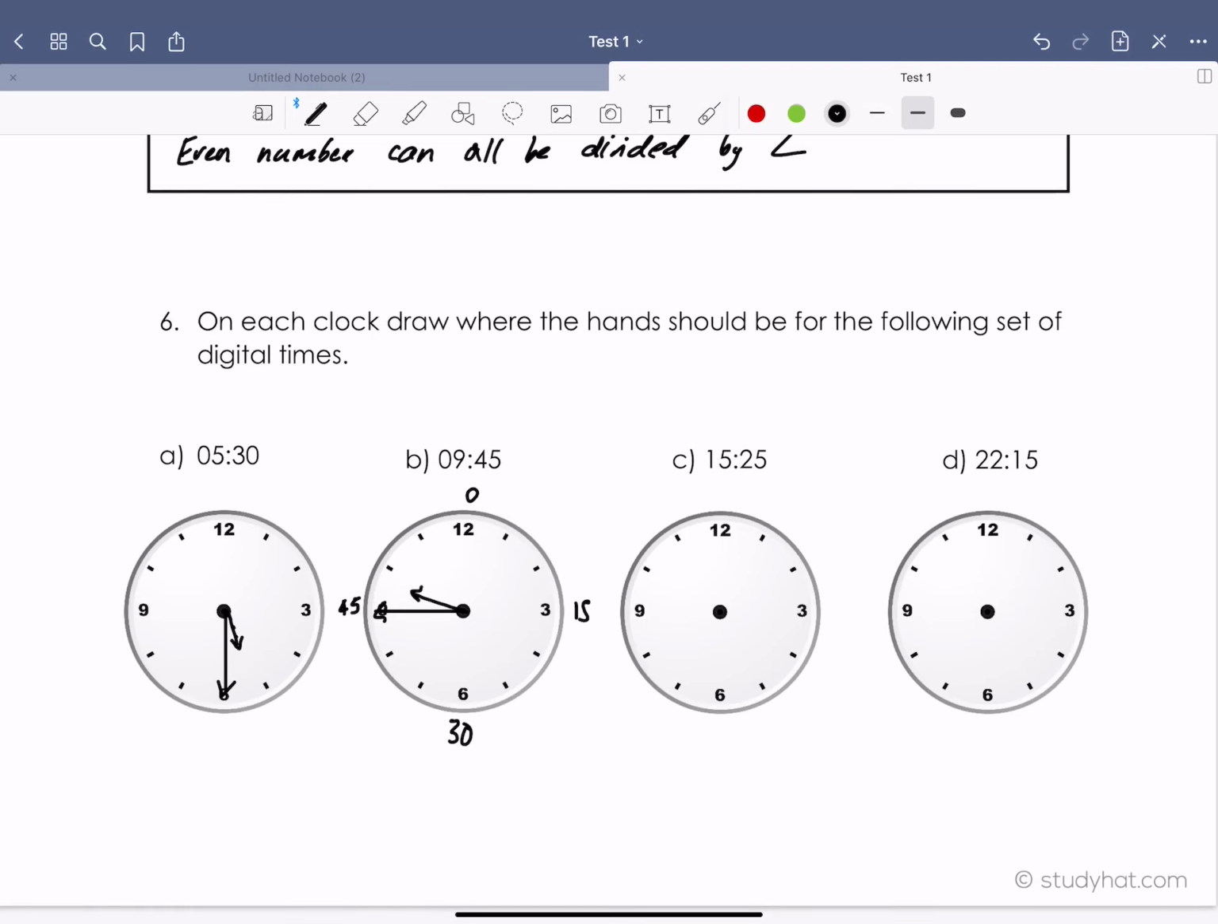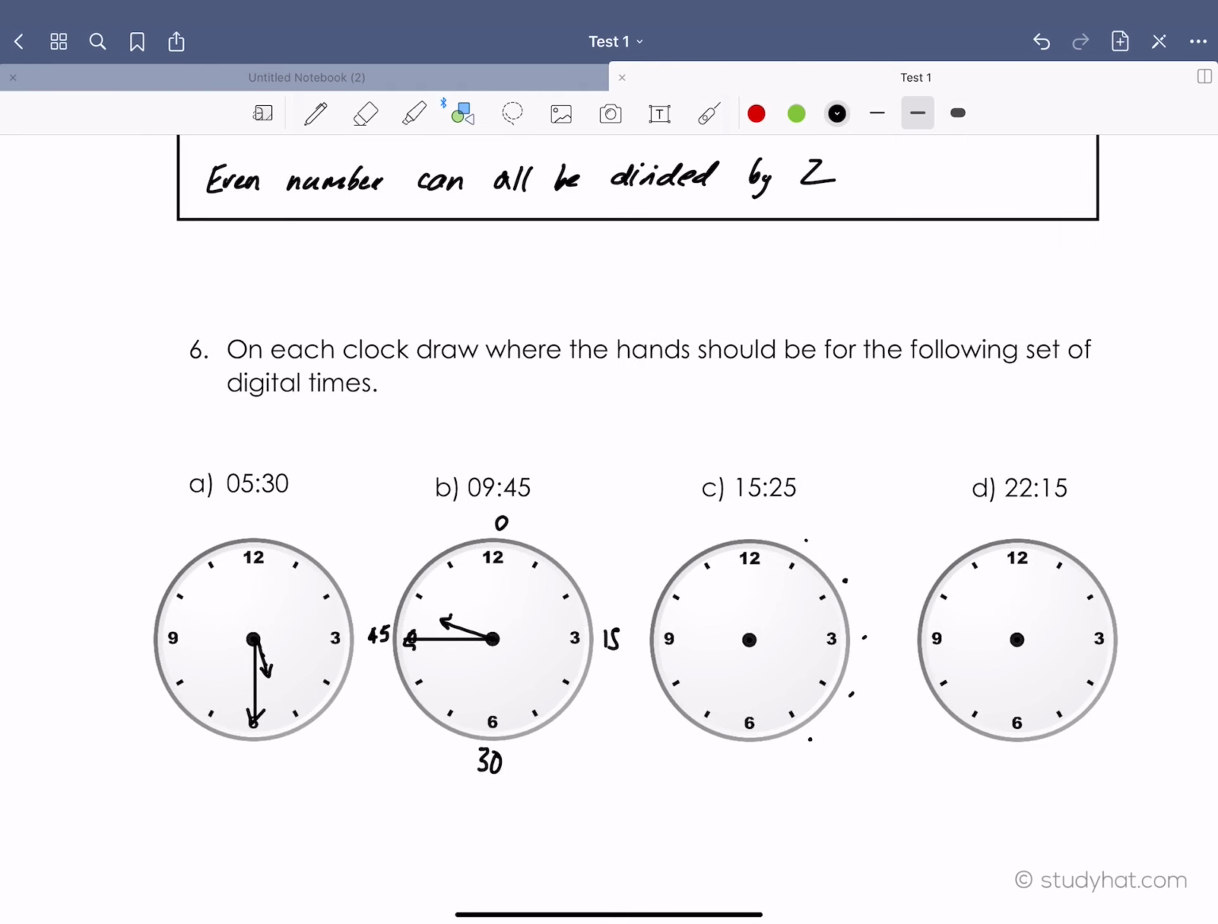15:25. So we've got 5, 10, 15, 20, 25. We need the big hand to be on here, the 25, and the small hand needs to be on 15. Now, what's 15 in the 12-hour clock? If you subtract 12, 15 minus 12 is 3. So it's 3 o'clock. The small hand needs to be a bit further past the 3 because it's moving towards the 4.